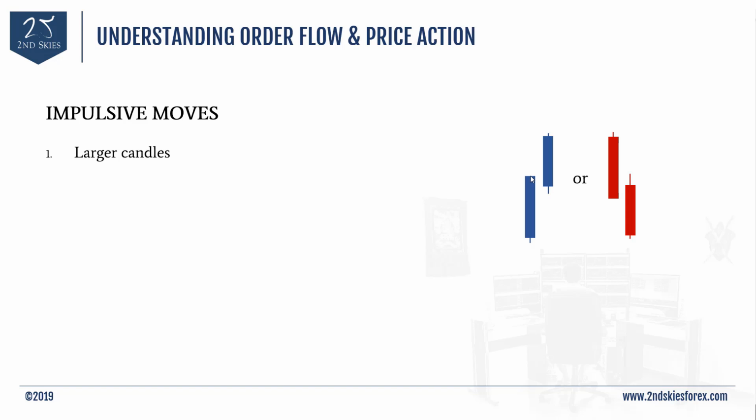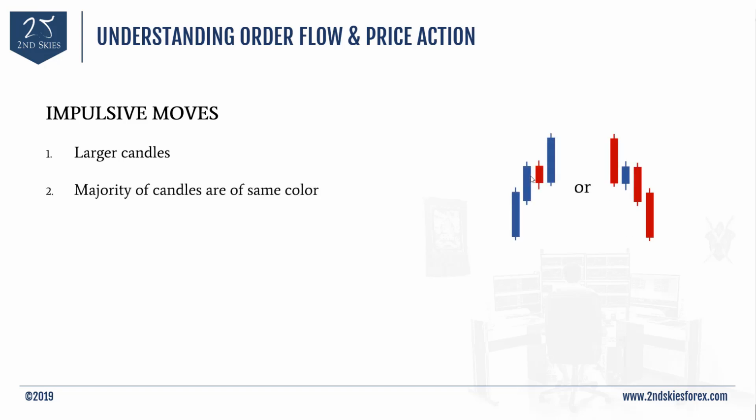Impulsive moves tend to have larger candles, either bullish or bearish, because it intimates a large participation on the buy or the sell side of the market. So the first characteristic of an impulsive move is large candles, because that indicates large participation on one side of the market or the other.